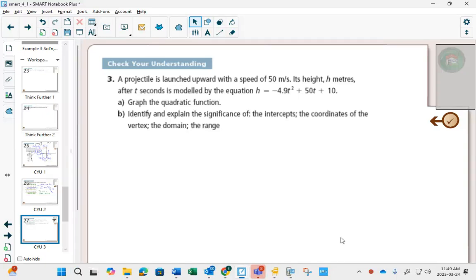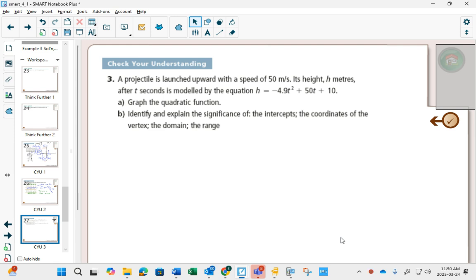We're going to use our graphing calculators for this one again, and if you don't have a graphing calculator, I'm going to show you what you can do with your phone or with the internet that will help you with this as well. So a projectile is launched upward with a speed of 50 meters per second. Its height in meters is given by this equation, which is a quadratic equation, but it has a 4.9 in it, which is not coincidental because it's half of 9.8, and 9.8 is gravity, so it's a realistic kind of problem here.